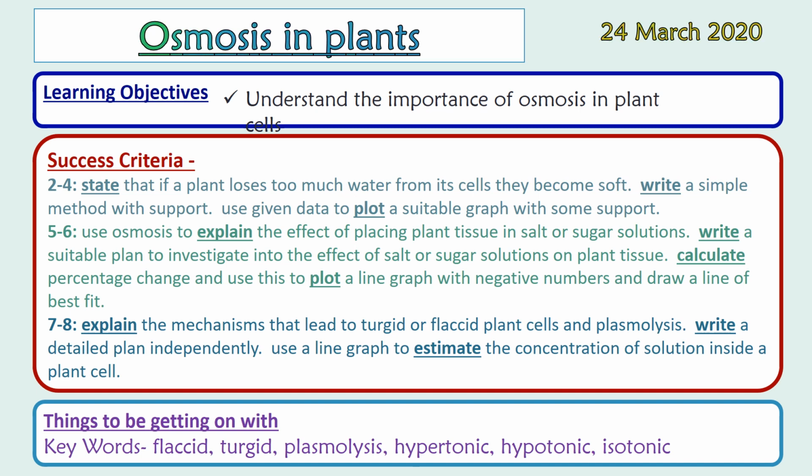Quite a lot of the success criteria relates to the required practical. So we need to make sure that we're able to know how to plot a suitable graph. We need to be able to look on that graph to pick out where isotonic solution is, so the same concentration inside and outside the cell, and then we need to look at why that's important in plants.